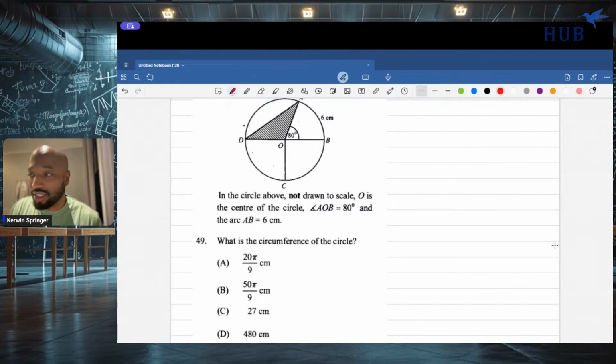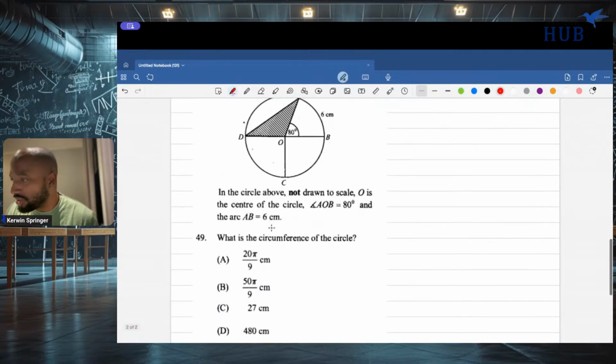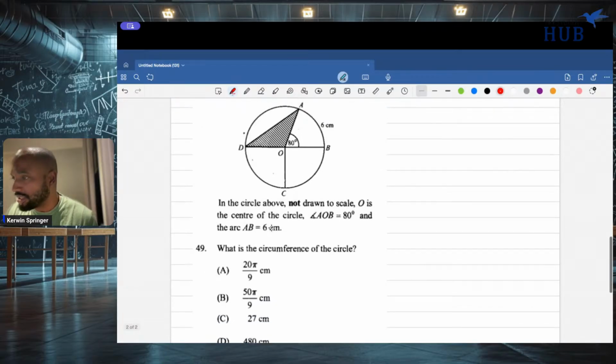Sweat with your brother. So what's the answer for this question, people? The circle above, not drawn to scale, O is the center of the circle, angle AOB is 80, and the arc AB is 6. Where did I get this question from? What is the circumference of the circle?